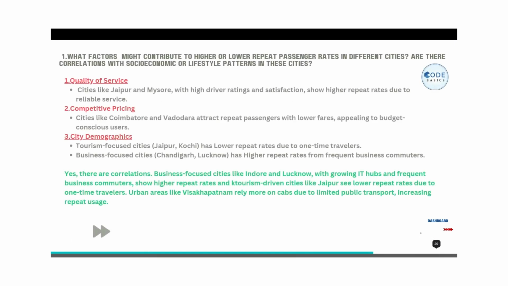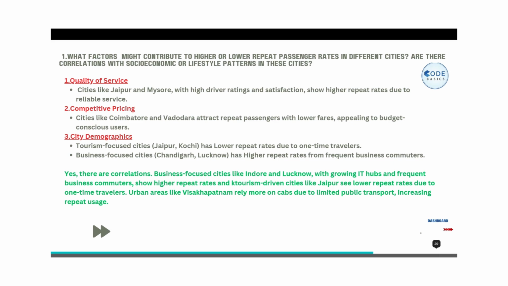The first question is: what factors might contribute to higher or lower repeat passenger rates in different cities? Cities like Jaipur and Mysore, with high driver ratings and satisfaction, show higher repeat rates due to reliable services. On competitive pricing, cities like Coimbatore and Baroda attract repeat passengers with lower fares, appealing to budget-conscious users. By city demographics, tourism-focused cities like Jaipur and Kochi have lower repeat rates due to one-time travelers. Business-focused cities like Chandigarh and Lucknow have higher repeat rates from frequent business commutes.